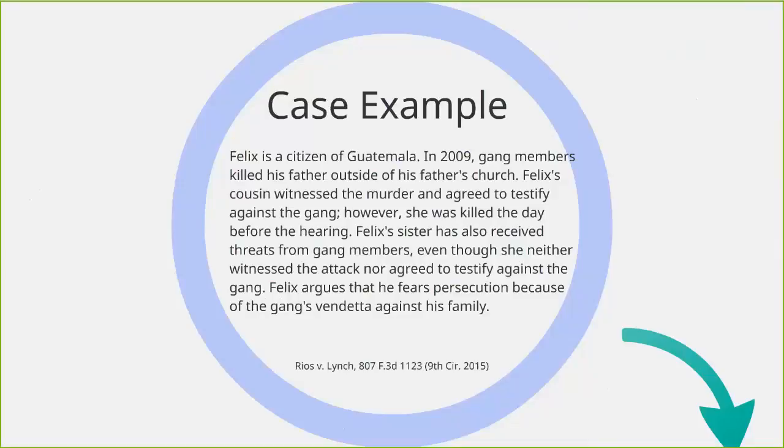Felix is a citizen of Guatemala. In 2009, gang members killed his father outside of his father's church. Felix's cousin witnessed the murder and agreed to testify against the gang. However, she was killed the day before the hearing. Felix's sister has also received threats from gang members, even though she neither witnessed the attack nor agreed to testify against the gang. Felix argues that he fears persecution because of the gang's vendetta against his family.